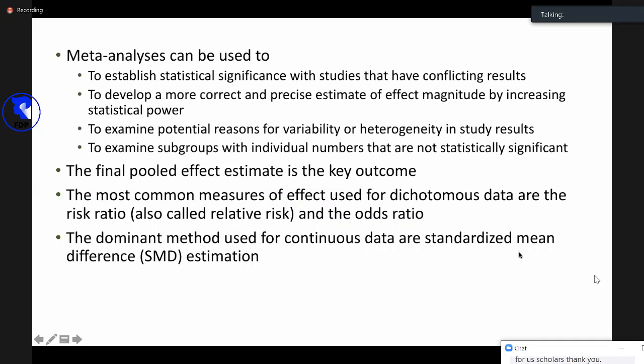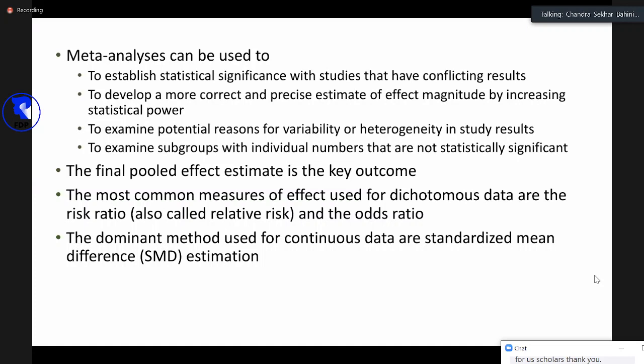Meta-analysis is used to establish statistical significance across studies that have conflicting results, to get a more correct and precise estimate of the effect magnitude by increasing the statistical power, because now there are conflicting results about Covishield and Covaxin. Sometimes they say Covishield is better for the alpha variant, or Covaxin is better for the alpha plus variant, or Covishield is better for the mu variant. Or Covaxin is better for the South African variant, or the UK variant, or the German variant. So different kinds of studies are coming up, and different things are reported in the newspaper. Yes or no?